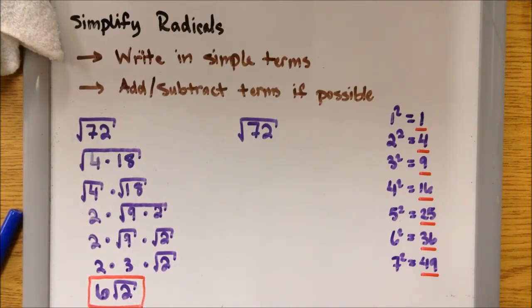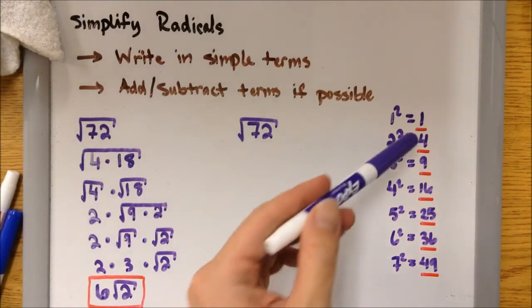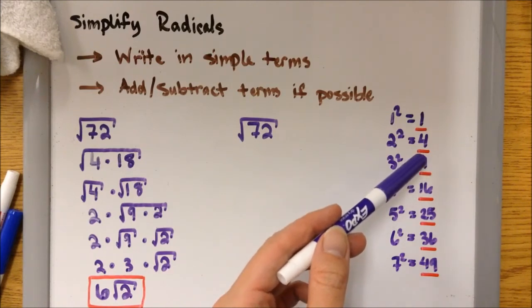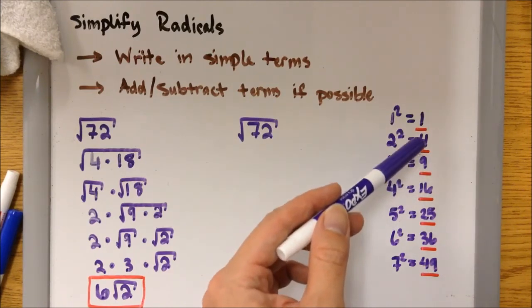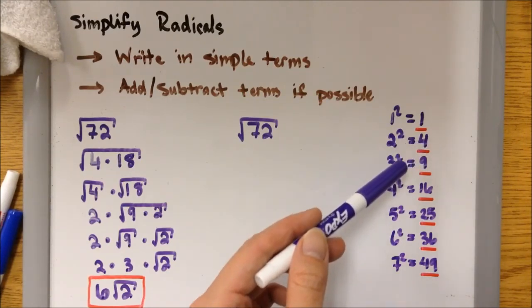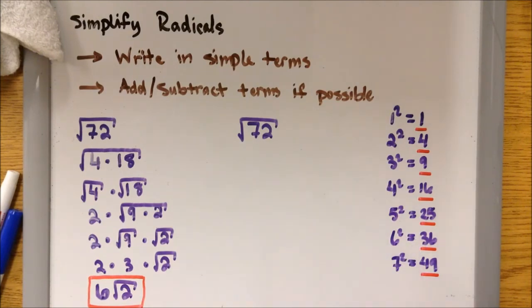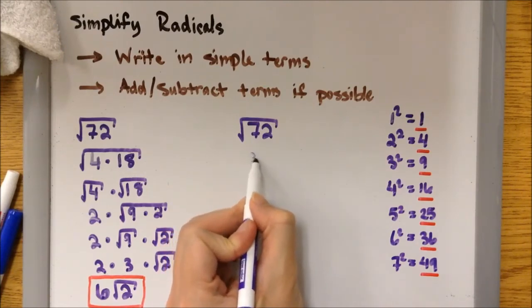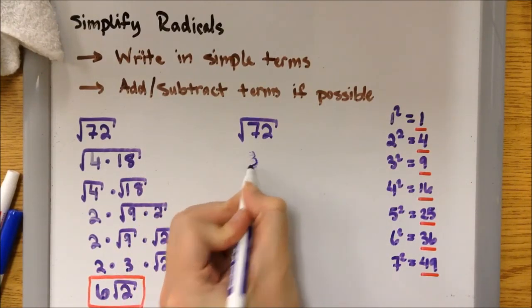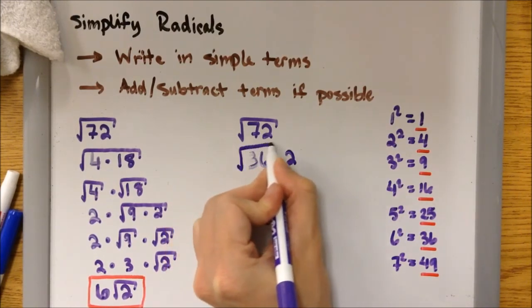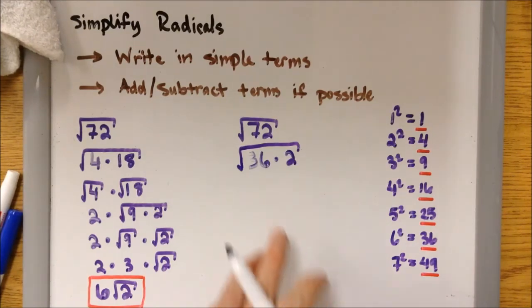Now, there's an easier method. Besides 4 and 9, was there another perfect square? Let me rephrase it. Is there a higher perfect square we could use besides 4 and 9? Yes, there is. We can use 36. So if I were to use 36, I could break 72 into 36 times 2. So 36 times 2 will equal 72.